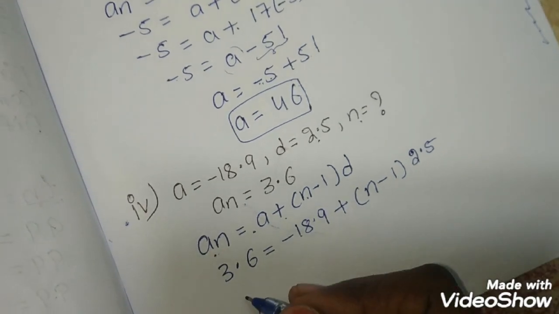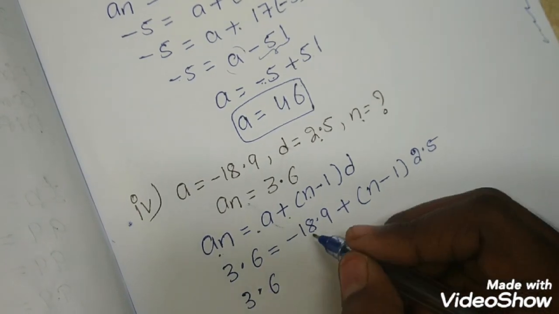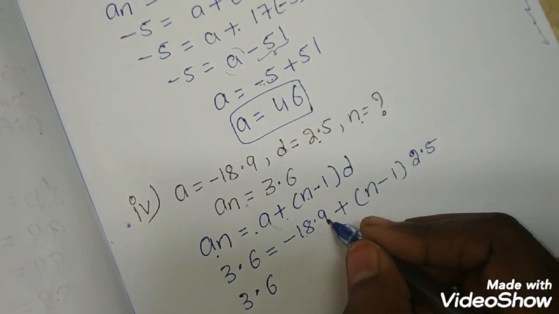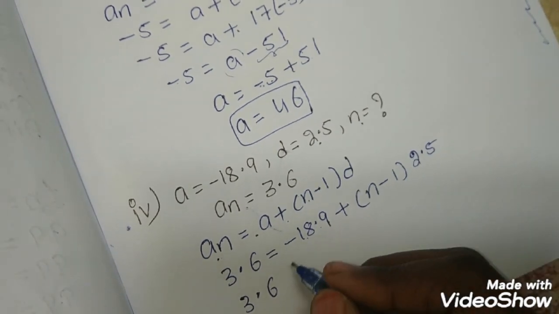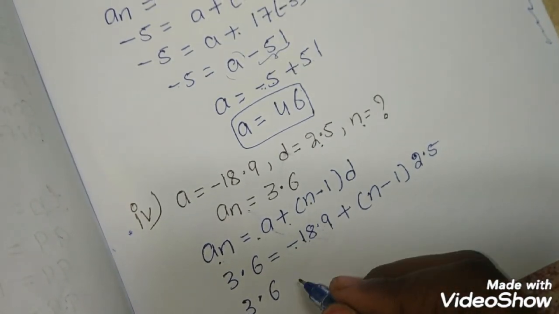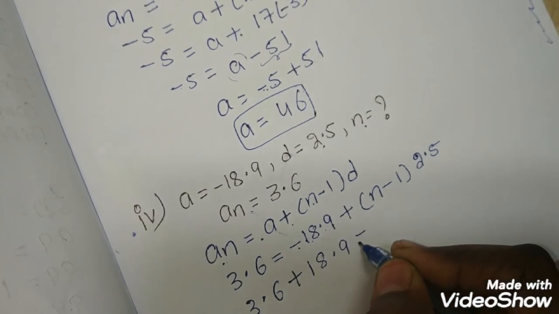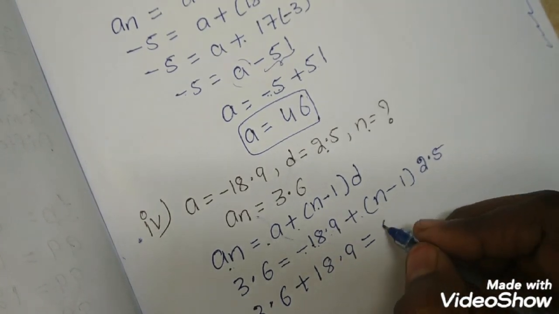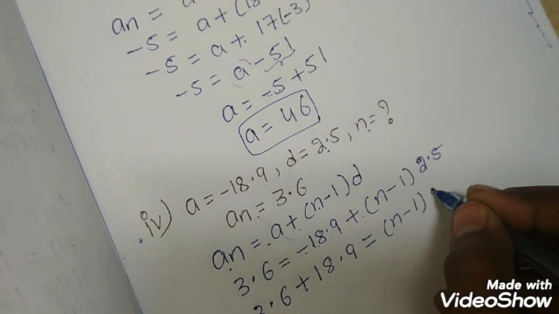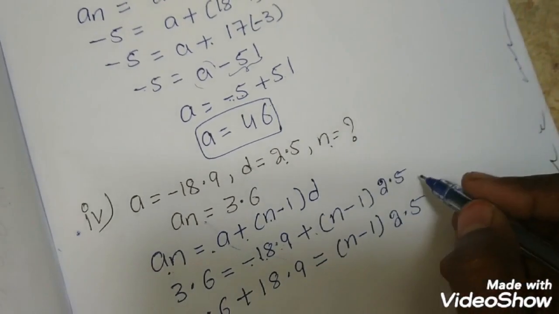Now what do we have to do here? See, 3.6. On the right side we have minus 18.9, so we need to get it to the left side. So what will it become here? Minus 18.9 will become plus 18.9, is equal to n minus 1 into 2.5 as it is. You can write here itself. Okay. See how it will come.